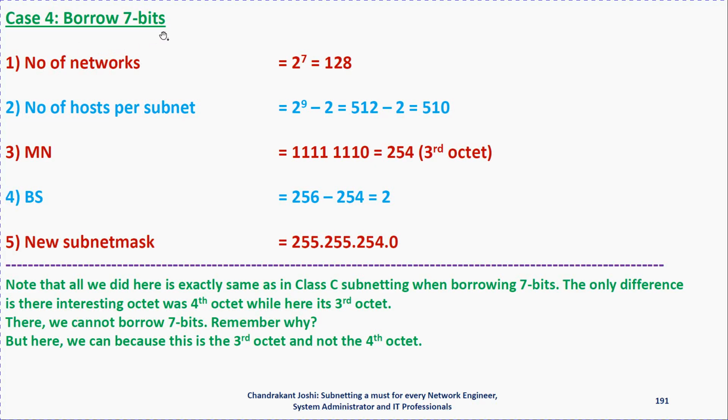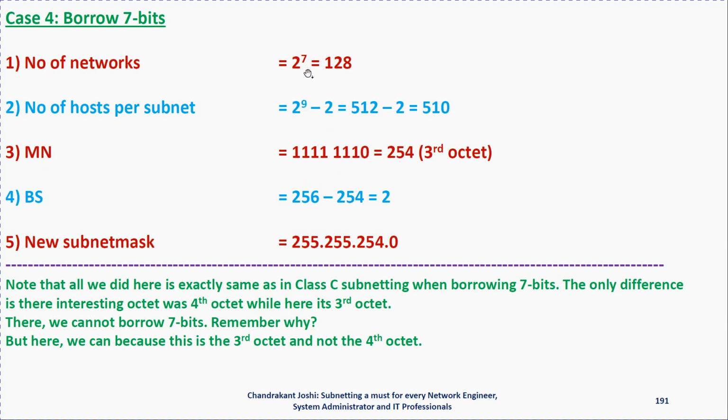Now we are going to borrow 7 bits. So when we borrow 7 bits, as per the formula, number of networks is equal to 2 to the power 7, which is 128. Then we get the number of hosts per subnet, which is 2 power 9 minus 2, that is 512 minus 2, 510. Because there are totally 16 bits, 16 minus 7 is 9.